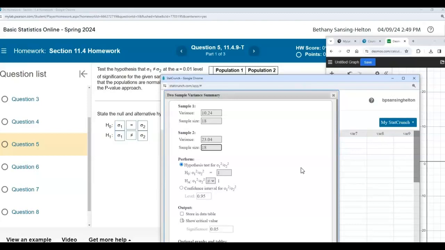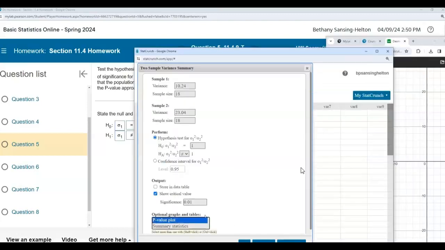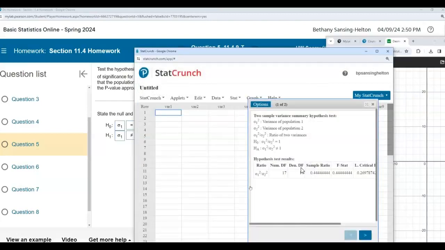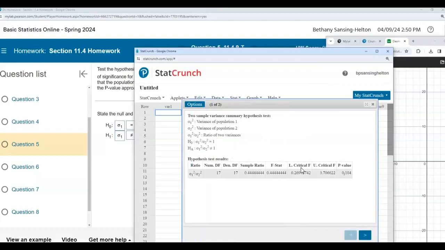Okay, so and for my question, it was 0.01. It says to use the p-value approach. You can actually use either one, but I always use the plot because I like the plot. It helps me figure stuff out. So my p-value is 0.104, which means that these are not very different. If they were very different, the p-value would be smaller than my level of significance.